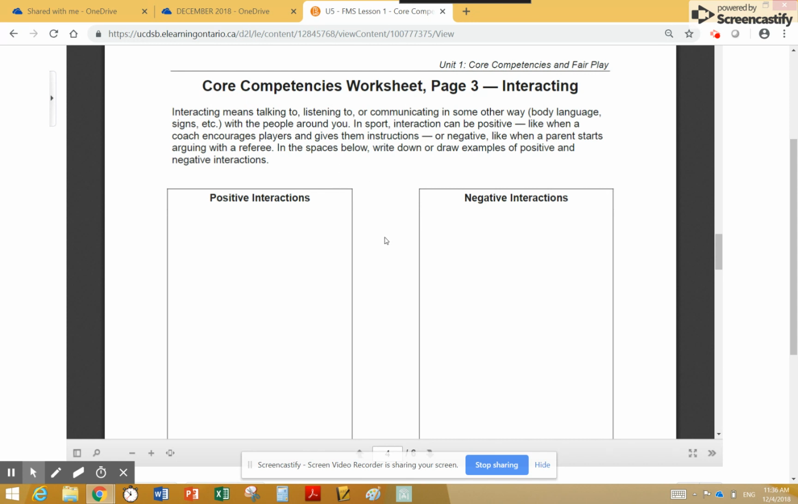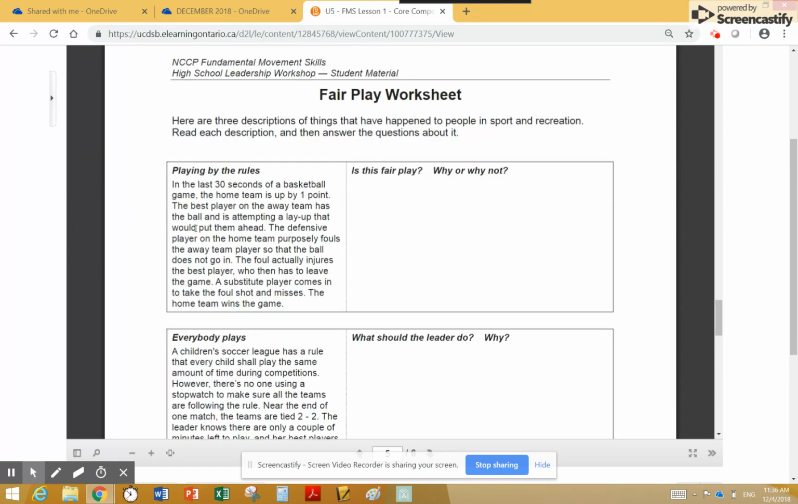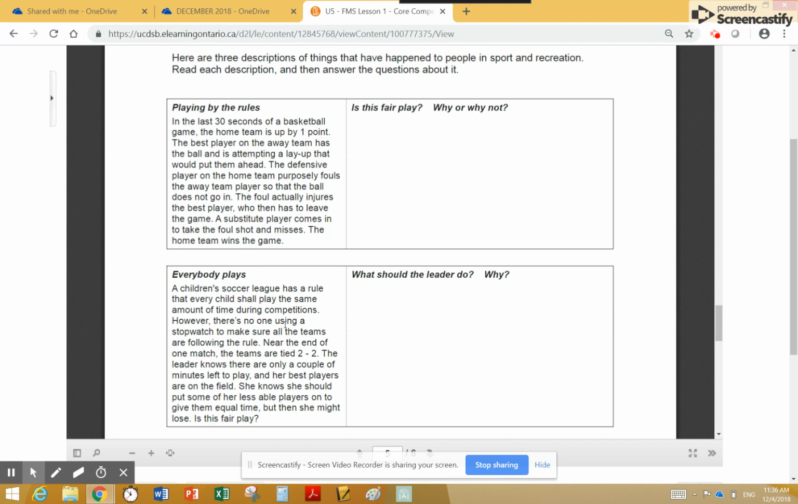Because at those young ages, this is where they're shaping their perception of what sport is and whether they want to continue with it. So again, it's going to talk about different things, body language, stuff like that. And then it talks about the fair play worksheet. You're going to read some of these scenarios and then share your perspectives on these within a discussion.